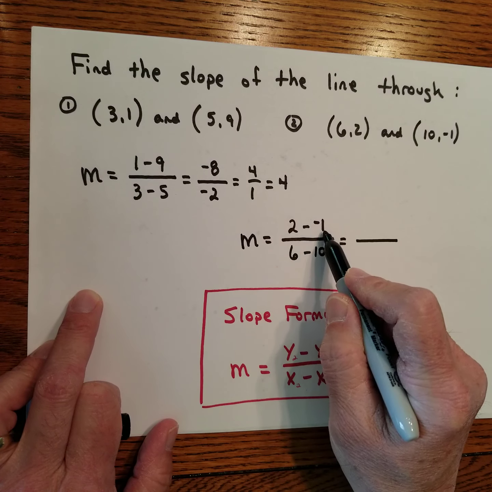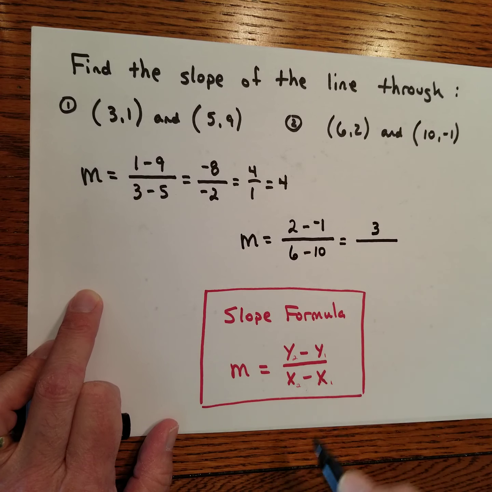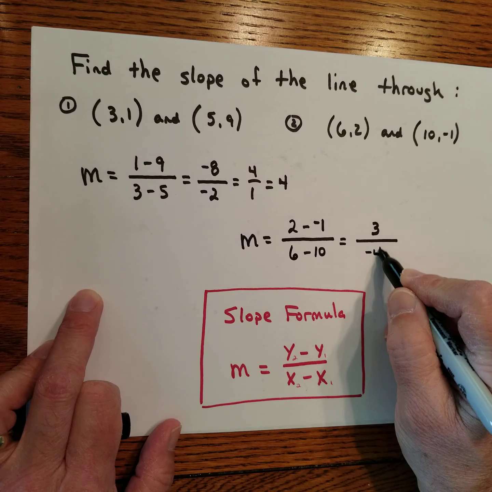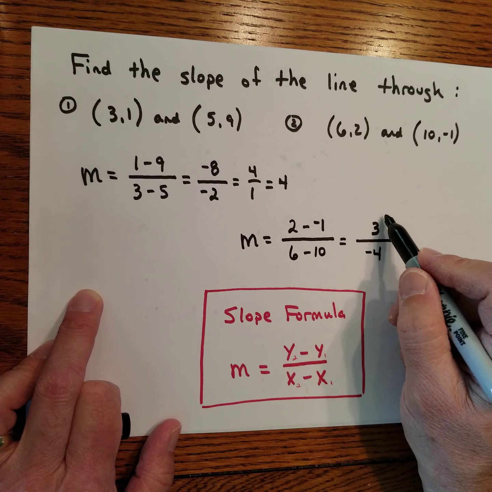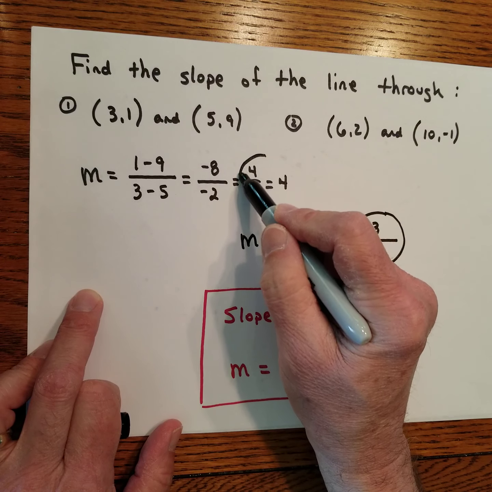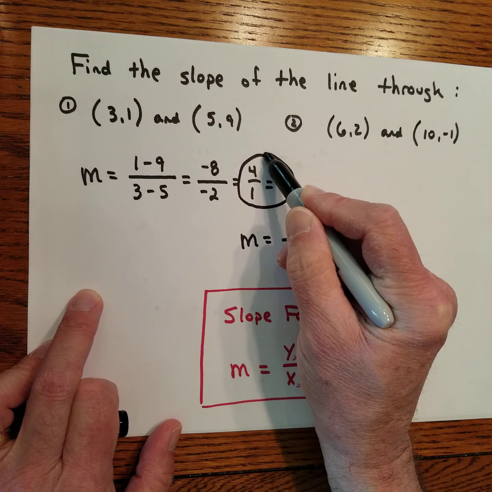2 minus negative 1 is the same as 2 plus 1. 6 minus 10 is negative 4. That doesn't reduce. That's a good final answer. This one did reduce, so we reduced it.